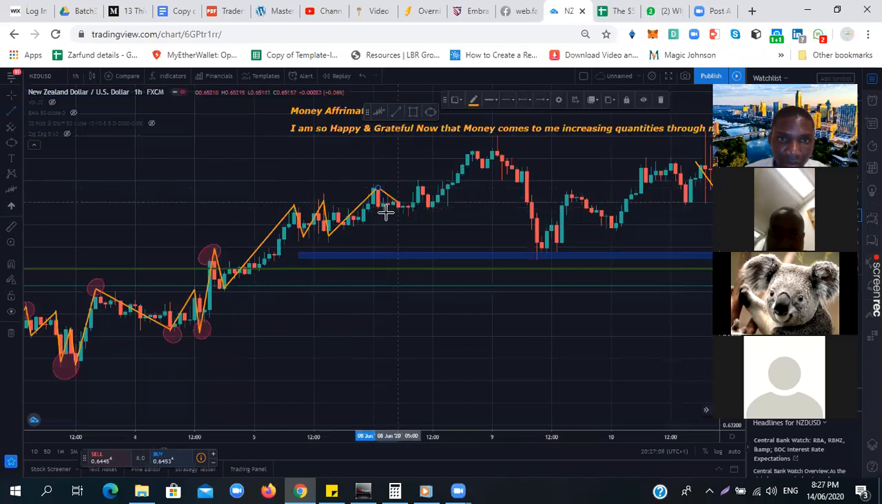It moves up. It pulls back. It moves up. Oh, sorry. It moves up again. It pulls back. It moves up. All right? So this is how you identify an uptrend.